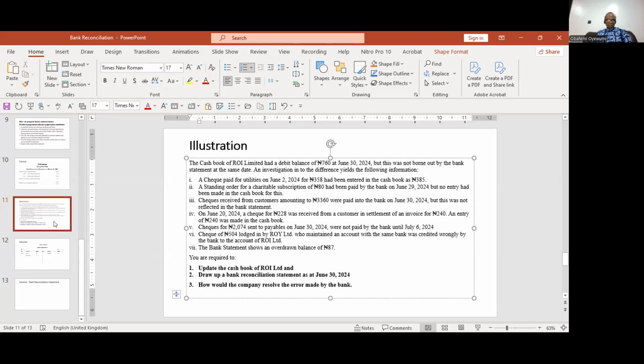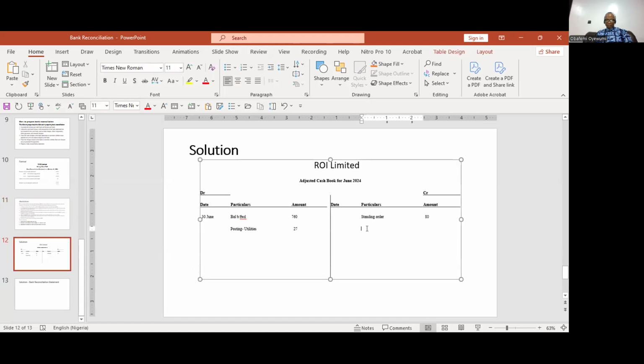So let's go to our adjusted cash. So you have posting error as well, and this time around, receipt from customers. How much? 12. That done, you go back to our question.